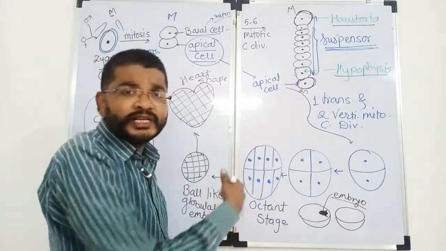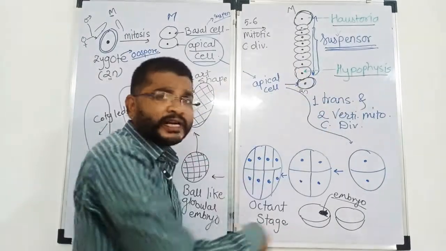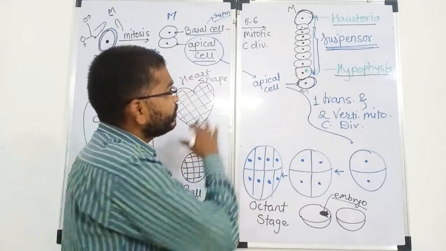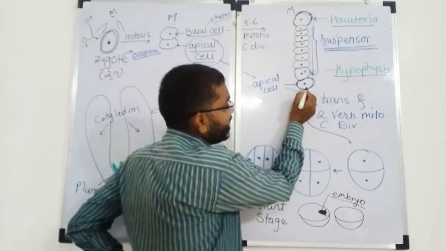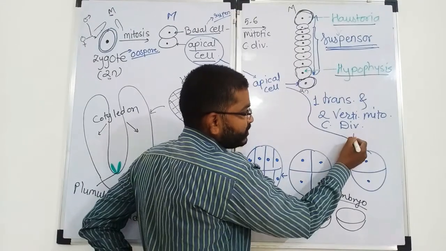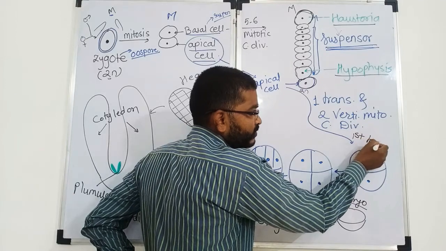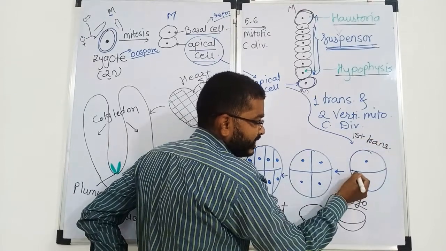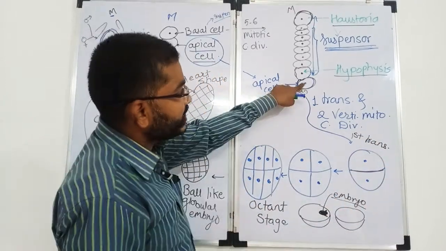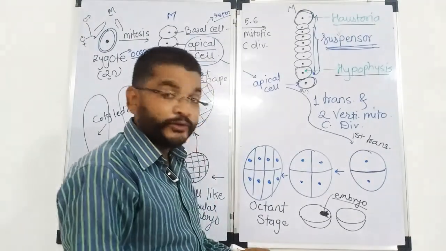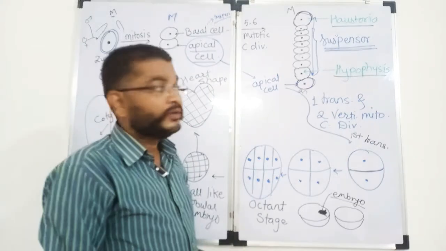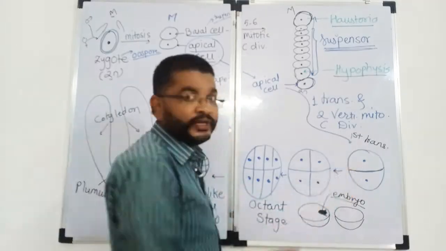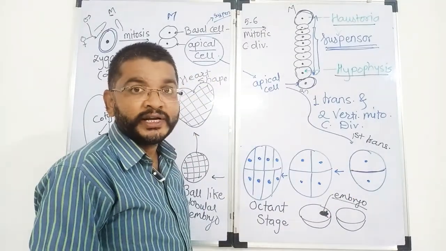So all the divisions are mitotic. Therefore whatever daughter cells are going to be produced, they are also going to remain diploid only. So this apical cell undergoes first transverse. तो ये हो गया first transverse mitotic cell division. So here one parent cell divides horizontally into two daughter cells. So therefore two daughter cells get formed. So one apical cell is going to convert into two daughter cells. तो ये हो गया transverse.